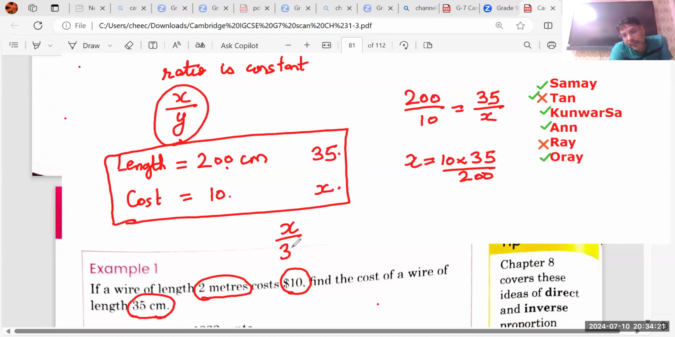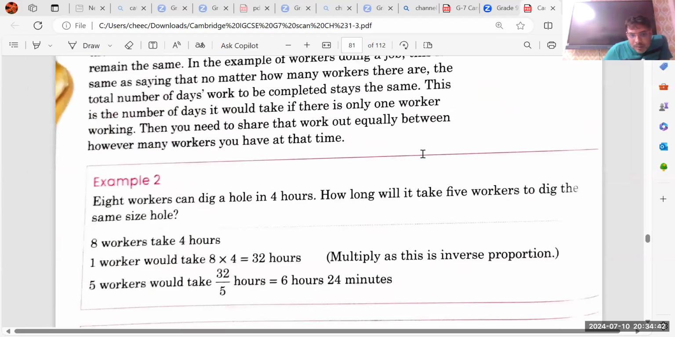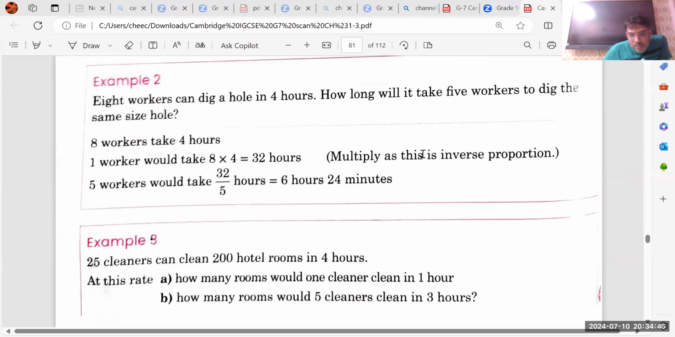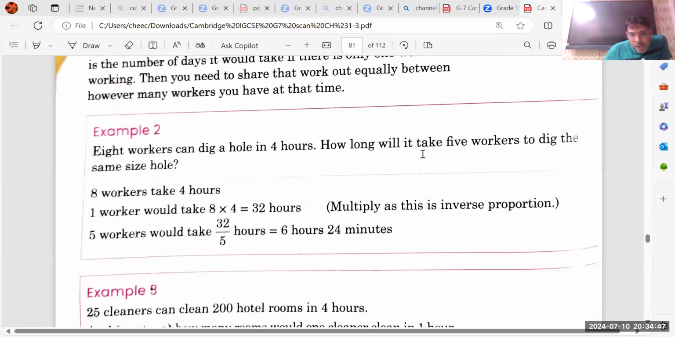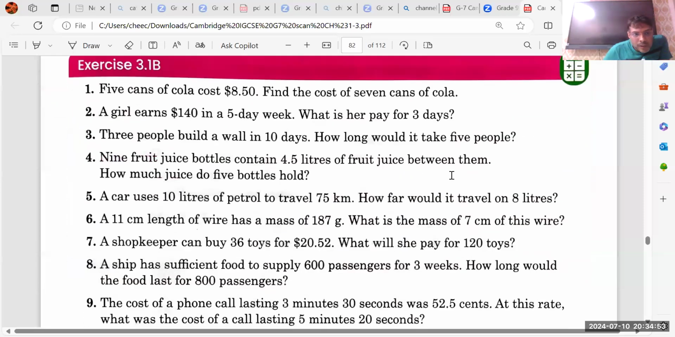x upon 35 is equal to 10 upon 200. Directly you can do this also. The ratio of x is to y or y is to x is going to be constant. It is not going to change. Did we understand? Now one question I want you to solve using this method, just to be sure that you have understood. So we can do which one? We can do questions 1 and 2. 1 and 2.